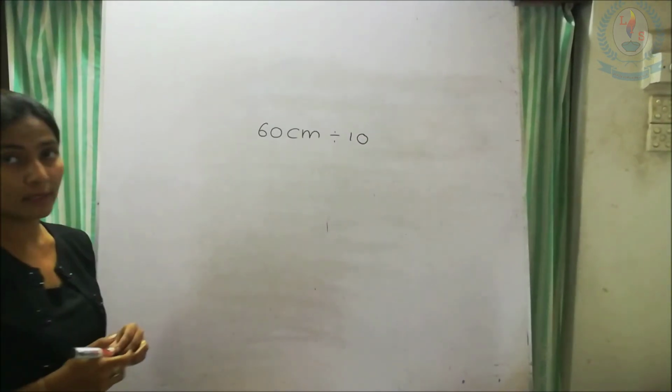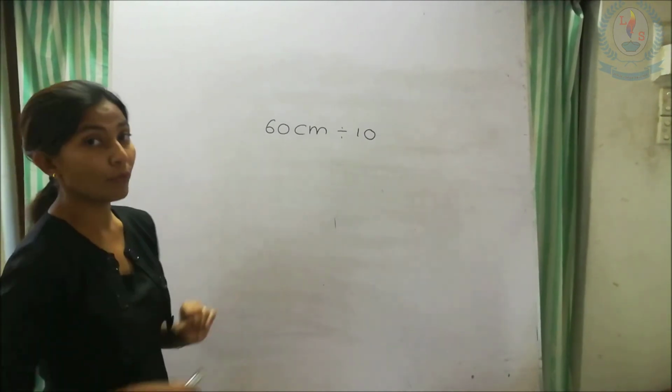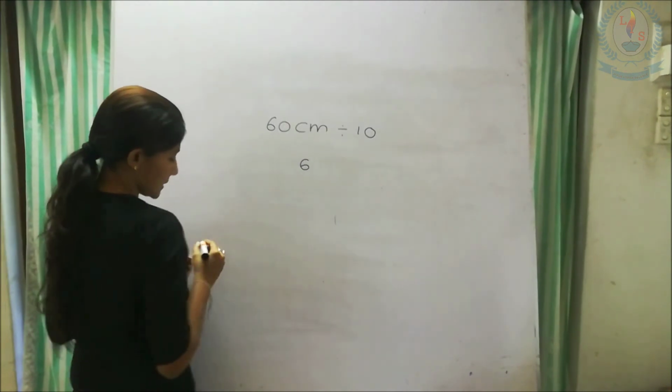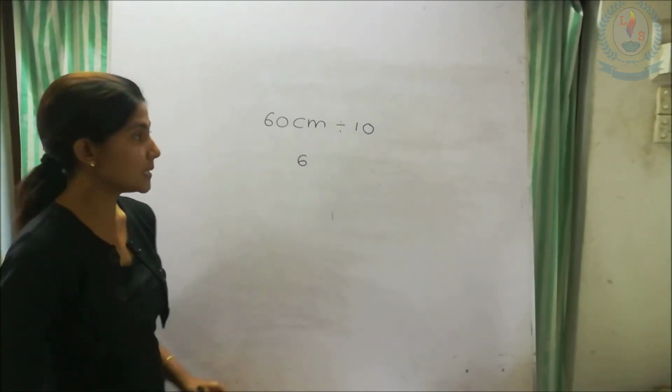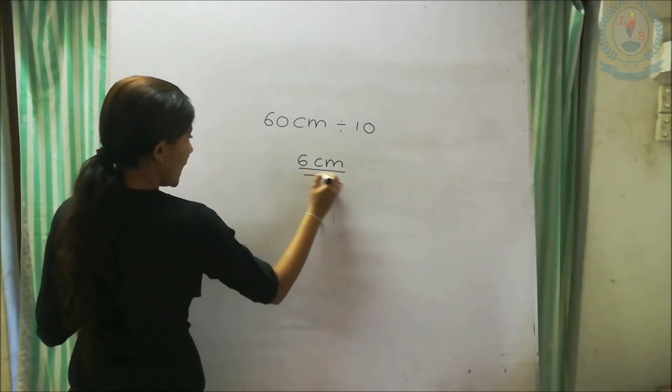So, you all have learned the 10 times table. Very easy. 10, 20, 30, 40, 50, 60. So, 60 is 10 times 6. So, one part will be 6 centimeters. So, 6 centimeters is my answer.